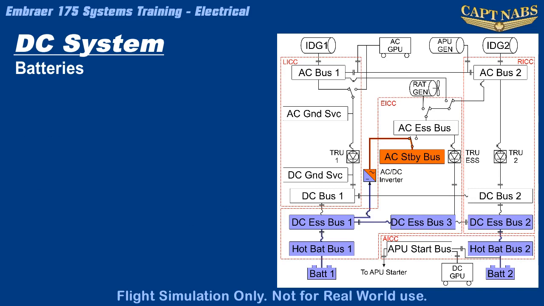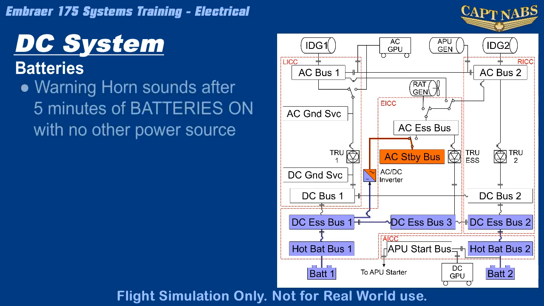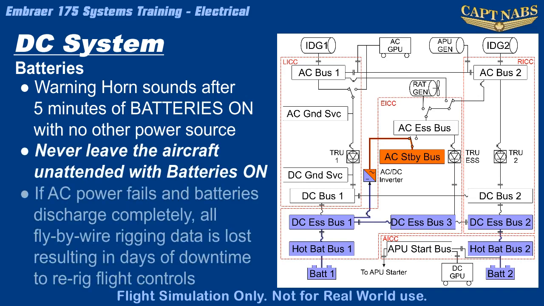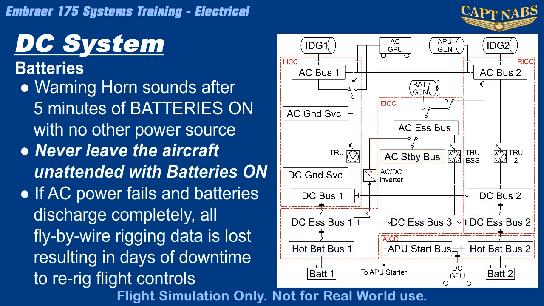If the aircraft is left on battery power alone while on the ground for more than 5 minutes, a horn will sound outside the aircraft to alert ground personnel that the batteries may be discharging. Care must be taken to never leave the aircraft unattended for extended periods of time with the batteries left on. Should other power sources such as the ground power unit fail while the batteries are still on and the batteries fully discharge, then extensive maintenance operations are required.